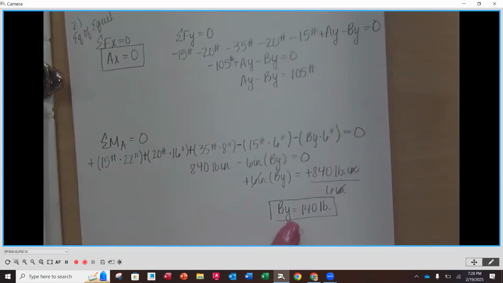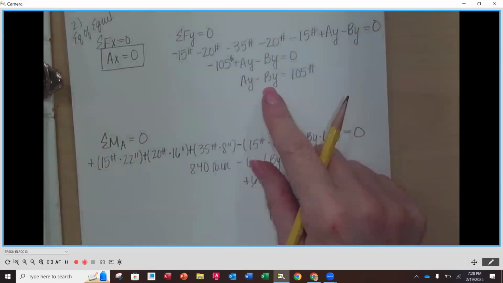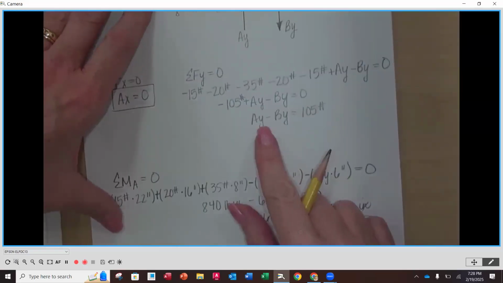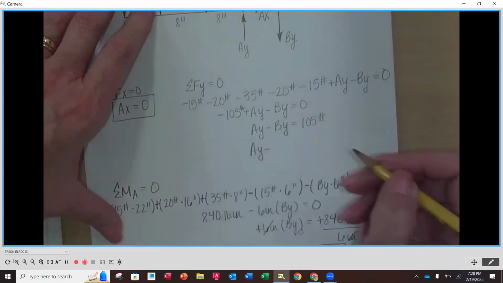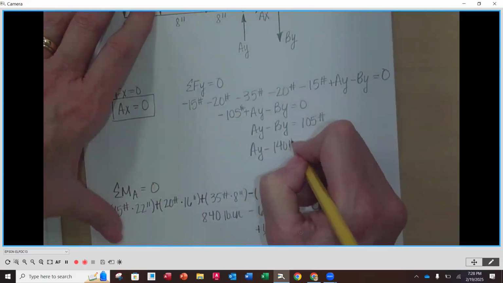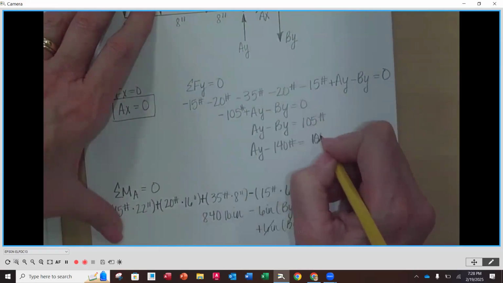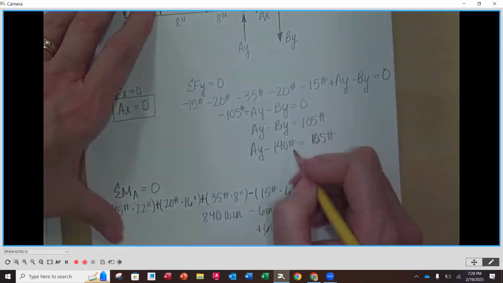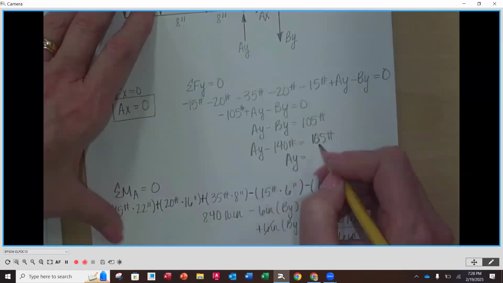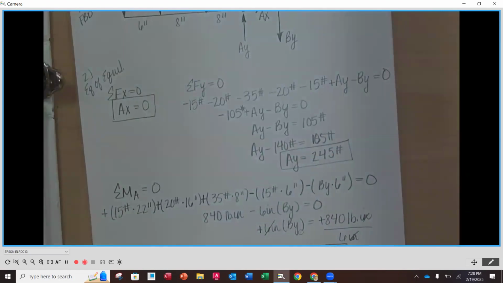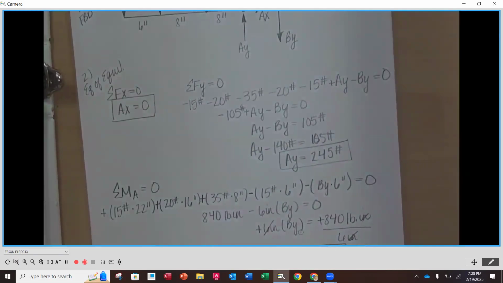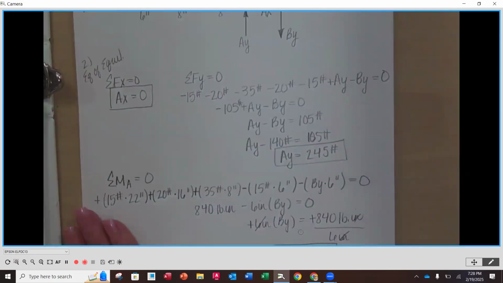Now we can take our By, we can substitute it back up into the sum of the forces in the y to solve for Ay. So we have Ay minus 140 pounds is equal to 105 pounds. We're going to move that to the other side. Ay is going to be equal to 245 pounds. Right, 140 plus 105, 245.